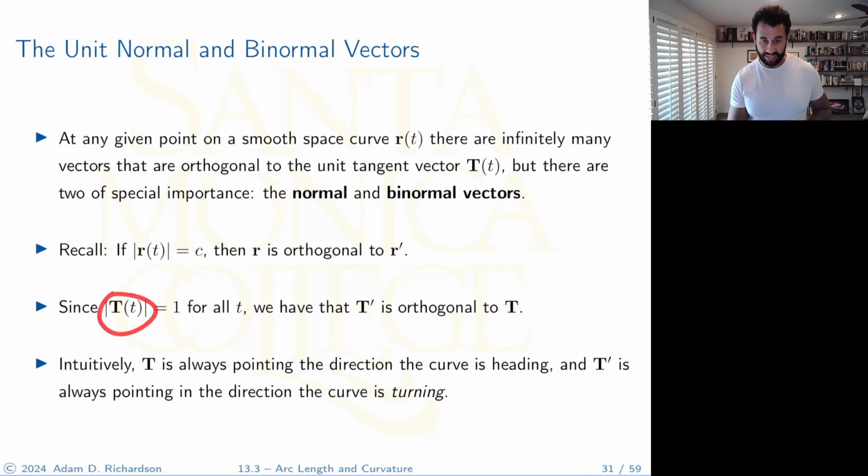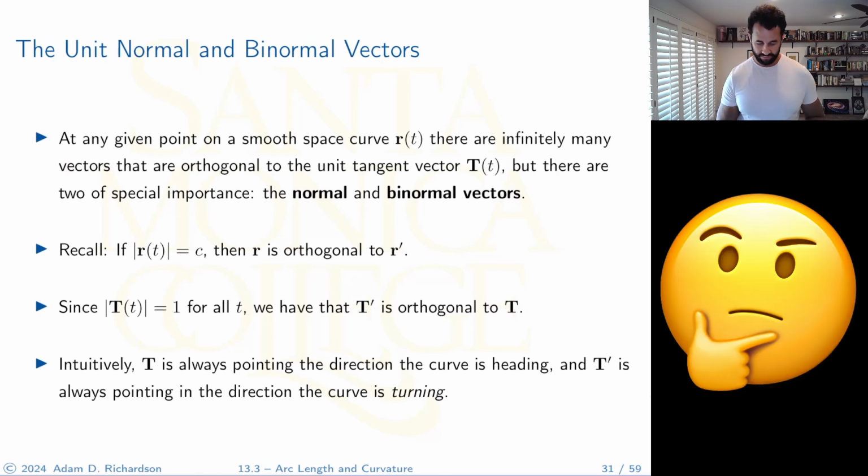Now, since the length of the unit tangent vector is always 1 for all t, we know that T prime has to be orthogonal to T. Okay, ponder that for just a second. The length of the unit tangent vector is constant. It's 1. So that means it has to be orthogonal to its derivative. Yes, that's right. That makes sense.